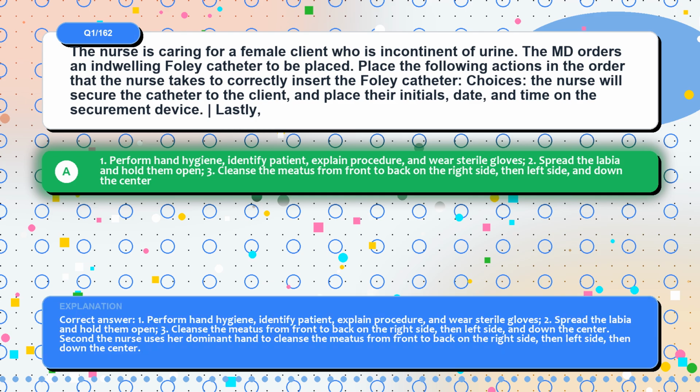Correct answer. 1. Perform hand hygiene, identify patient, explain procedure, and wear sterile gloves. 2. Spread the labia and hold them open. 3. Cleanse the meatus from front to back on the right side, then left side, and down the center. Second, the nurse uses her dominant hand to cleanse the meatus from front to back on the right side, then left side, then down the center.